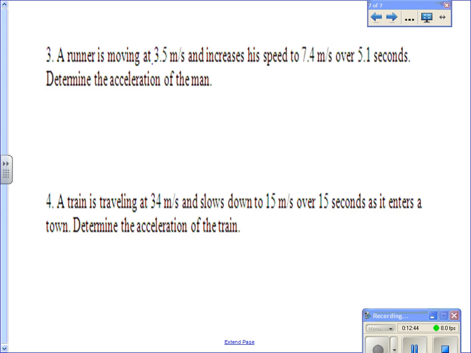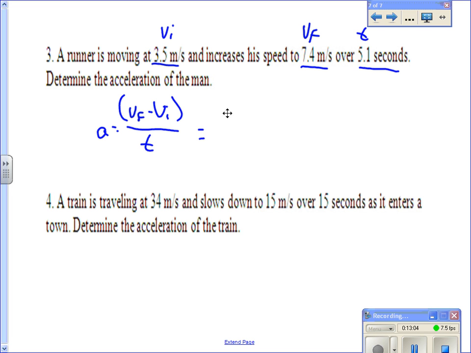We have a runner moving at 3.5 who increases his speed to 7.4 over 5.1 seconds. So VI, VF, and T. Notice that we're writing the equation down each time. We're doing that to get repetitive, so you get used to the equation. You are required to always show your work, which means you have to write in the numbers before you put them in your calculator. I don't care how great you are with a calculator. If you don't show your work, you miss the problem.